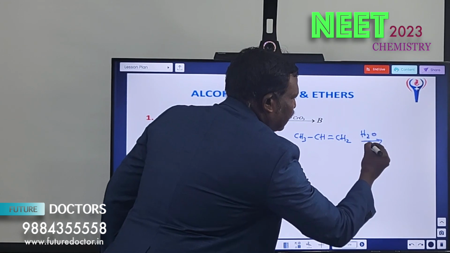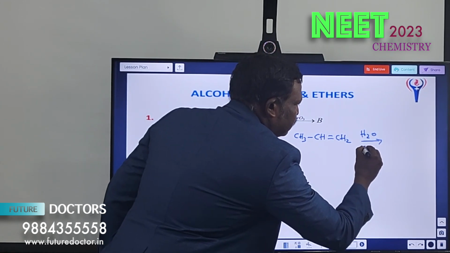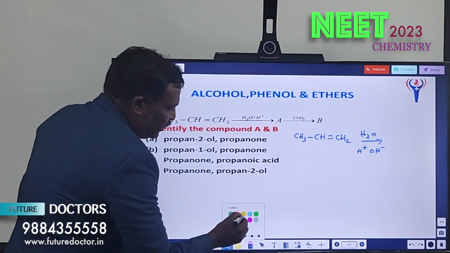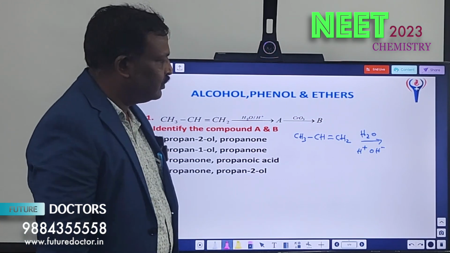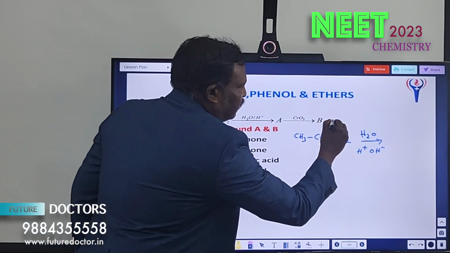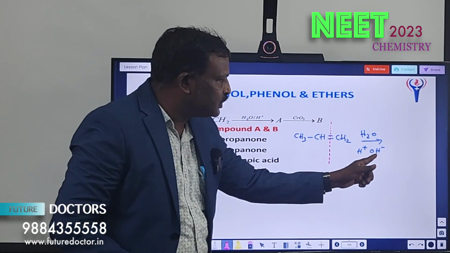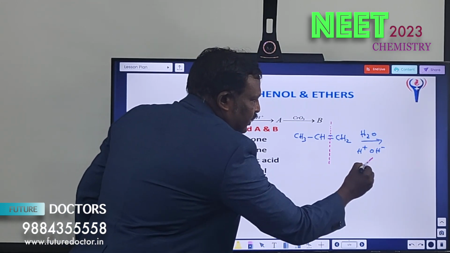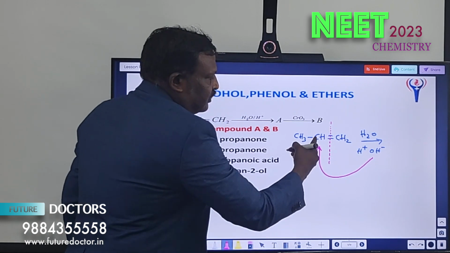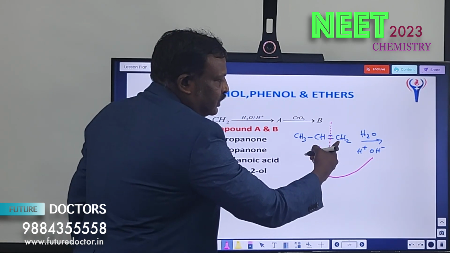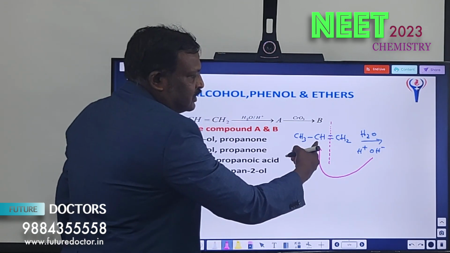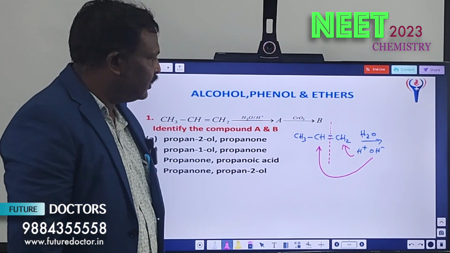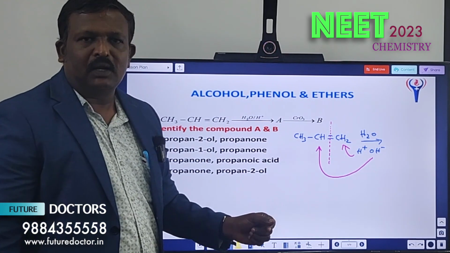When you add a water molecule, it splits into H plus and OH minus. Here we should follow Markovnikov rule. What is Markovnikov rule? The negative part goes to the carbon atom which carries less number of hydrogen. This carbon has one hydrogen, this carbon has two hydrogens. So the negative part goes to the carbon with less hydrogen, and automatically the positive part goes to the other side. So it is added based on Markovnikov rule.